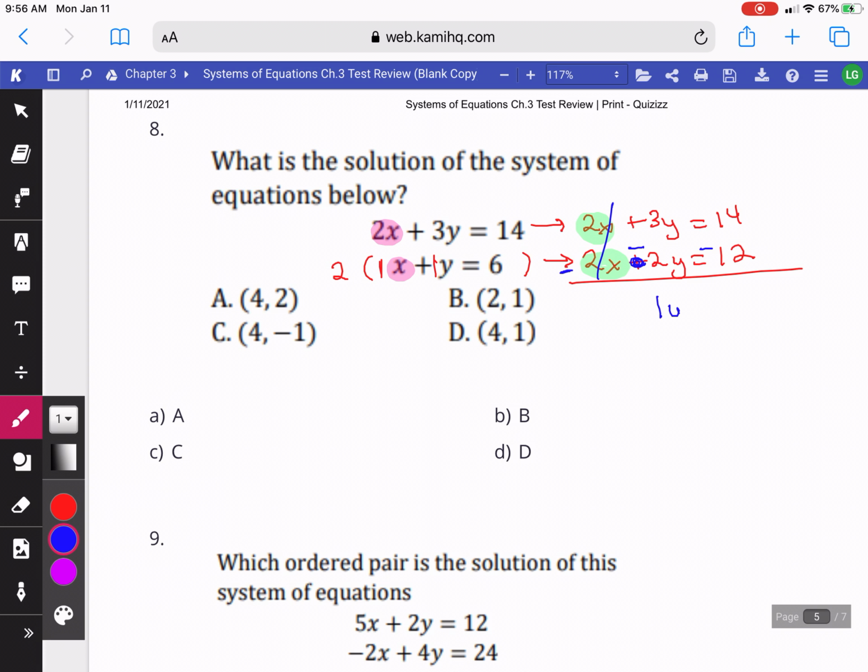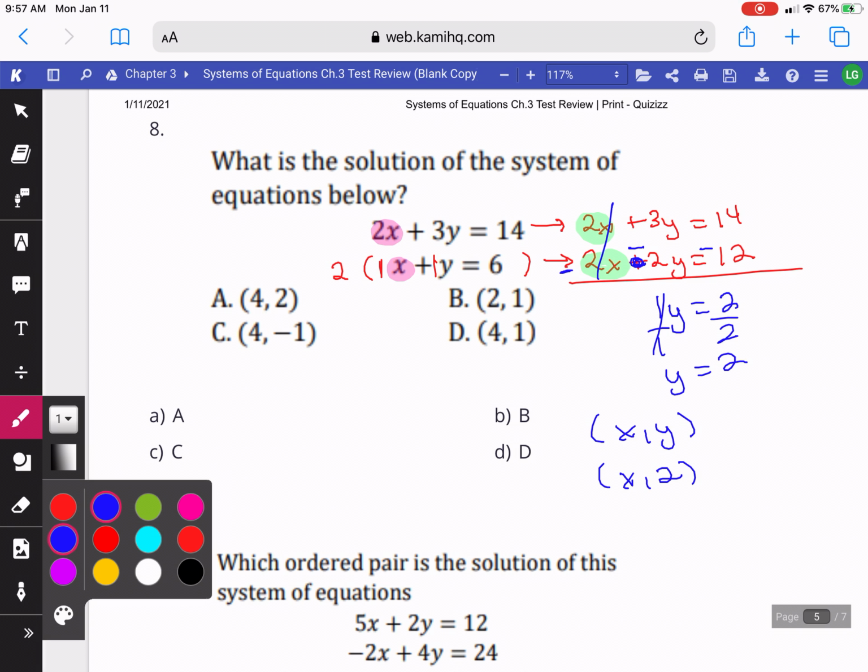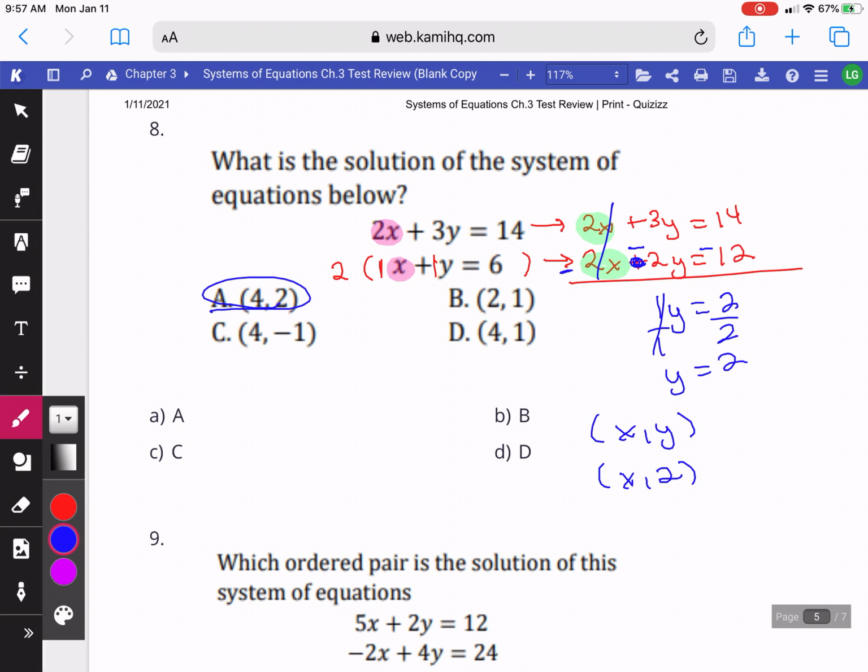So 3y minus 2y is 1y. 14 minus 12 is 2. Here I get 2 as my answer for y. Remember, anytime you have an ordered pair, your y is your second one. So the only answer choice that has 2 in the y column is A right here.